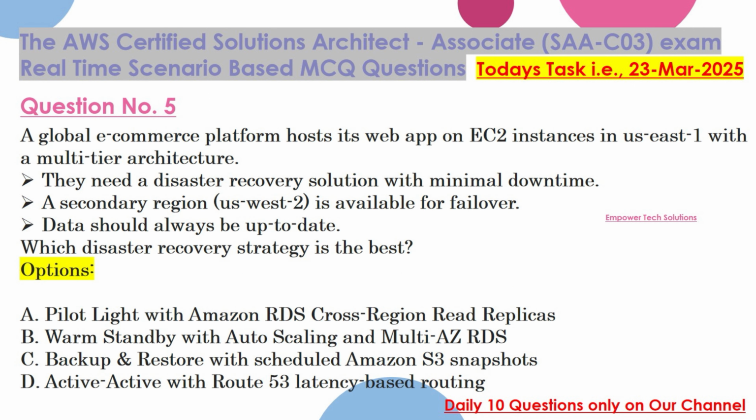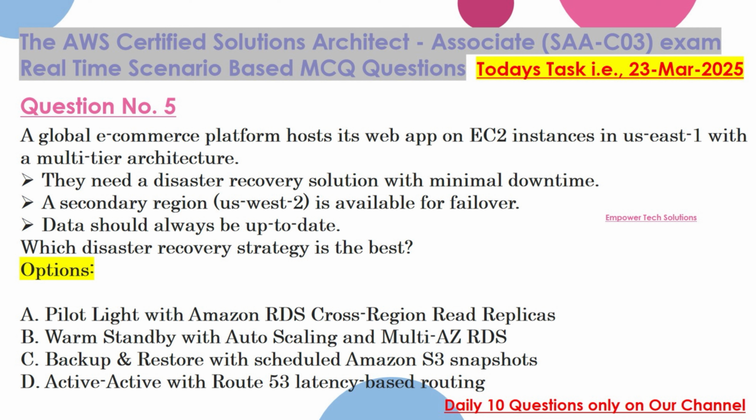Question 5. A global e-commerce platform hosts its web app on EC2 instances in US East 1 with a multi-tier architecture. They need a disaster recovery solution with minimal downtime. A secondary region, US West 2, is available for failover. Data should always be up to date. Which disaster recovery strategy is the best?